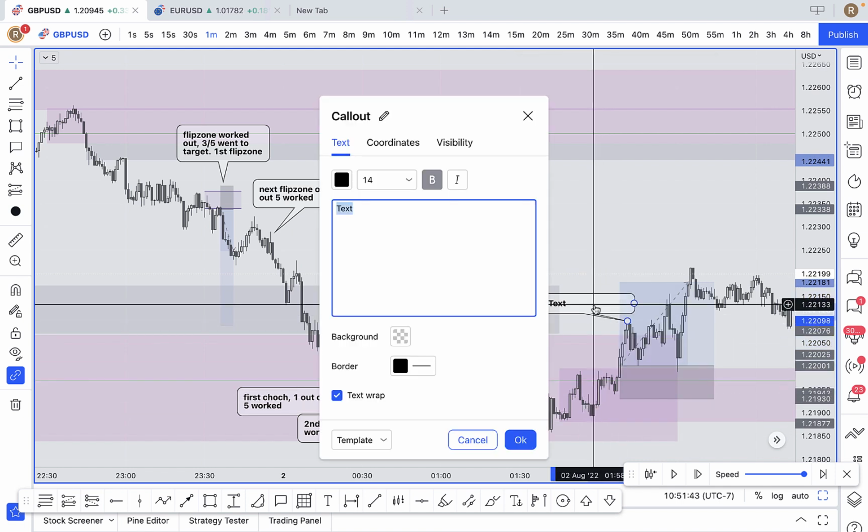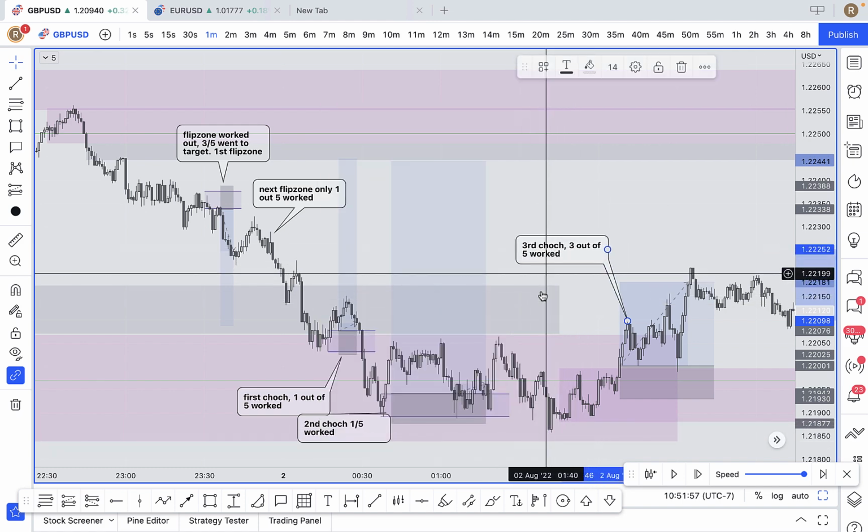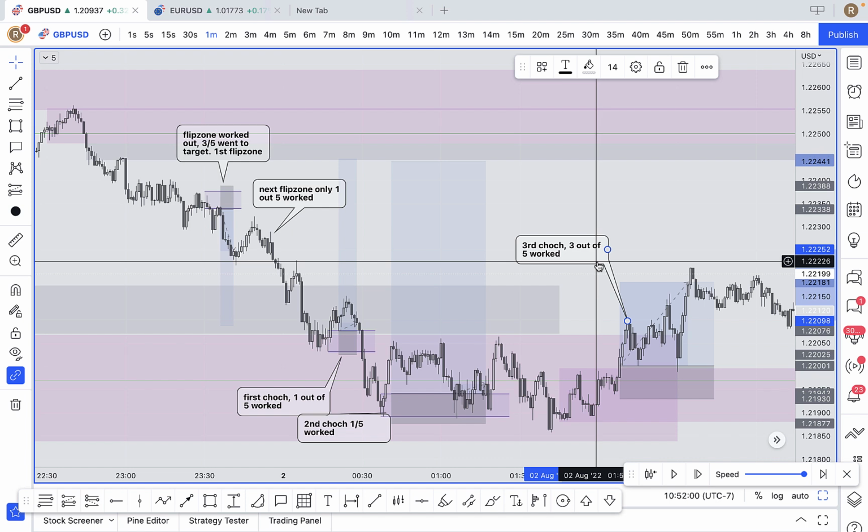I'm going to say third chalk, 3 out of 5 worked. So that'll be my lower time entry notes that I make, and this is just on a small scale. You're going to want to put these across 100 trades, 200 trades. And what you're going to find is consistencies in your data of things that don't work in your favor. And you're going to find consistencies in your data of things that work in your favor.